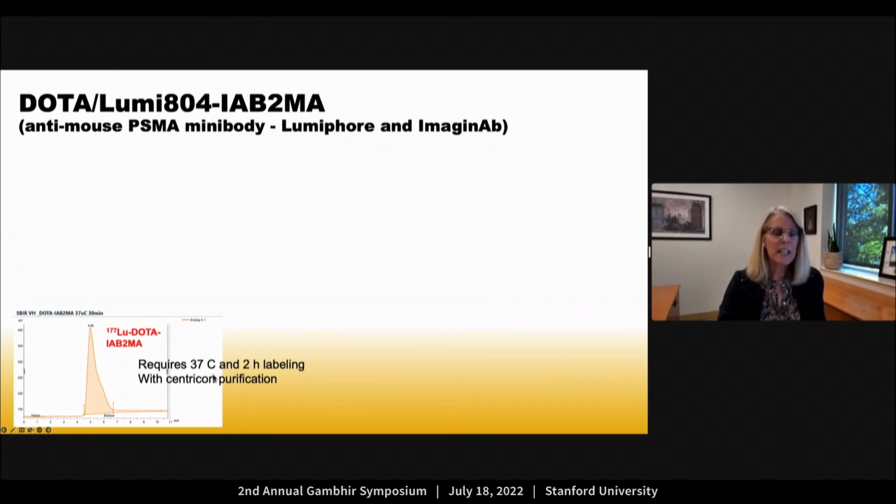And we have to heat it to 37. We can't really heat it much above that without destroying the protein. It requires 2 hours of labeling, and we're not getting a complete labeling. So right here, we had DTPA to try and remove this free lutetium. So we're getting only about 90% labeling.